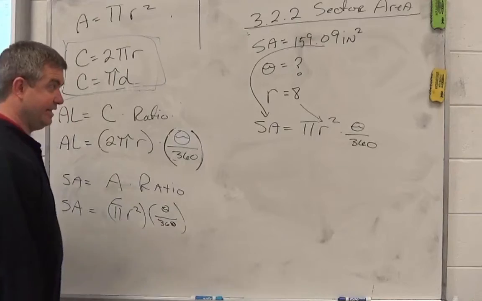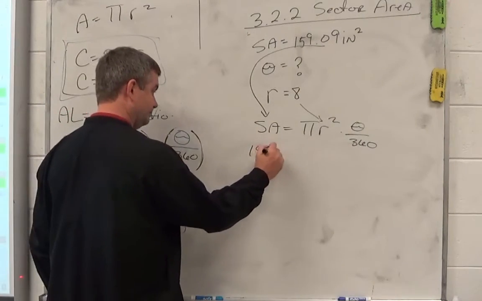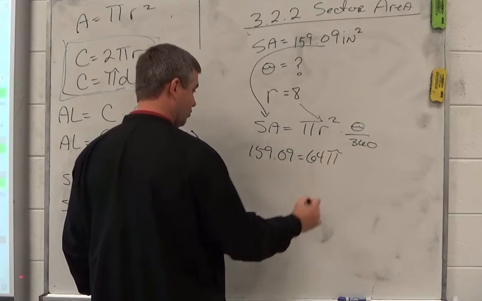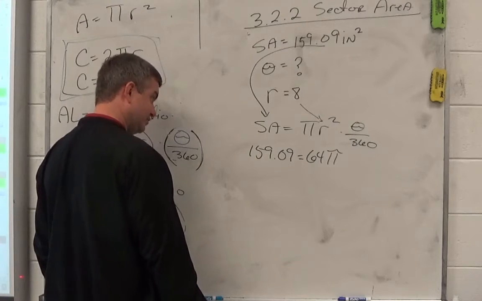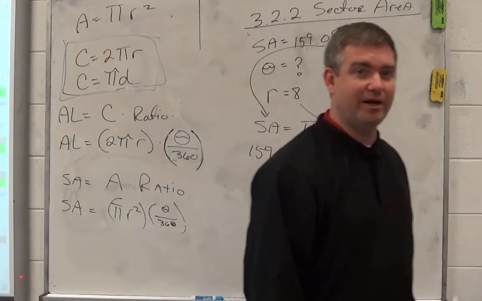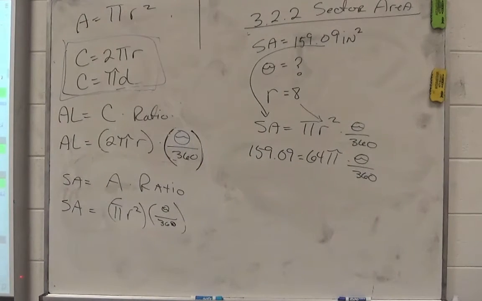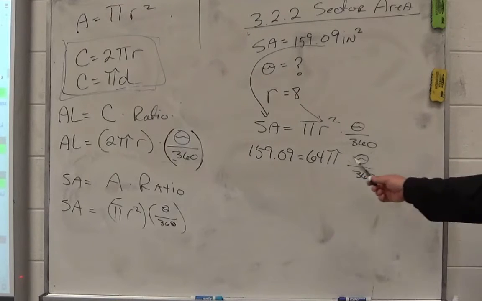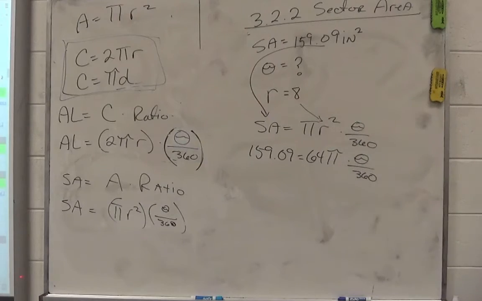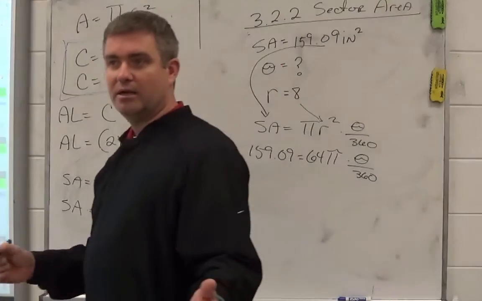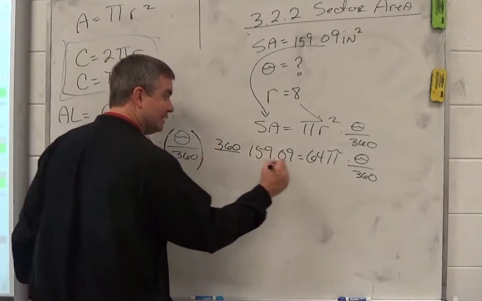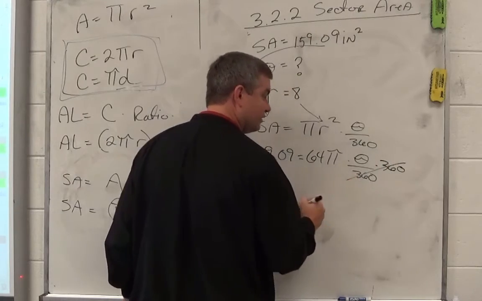Plug the sector area in, we plug R in. 159.09 equals 64 pi. Where'd 64 come from? 8 squared. 8 squared, good. Times theta over 360. So this one's a little easier. We don't have to do the square root. But how do I undo all of this and this? Right? What do I do with the 360? How do I move it to the other side? Why multiply? What's the opposite of division? Multiplication. So if I multiply this side by 360, and I multiply by 360, these will cancel out.